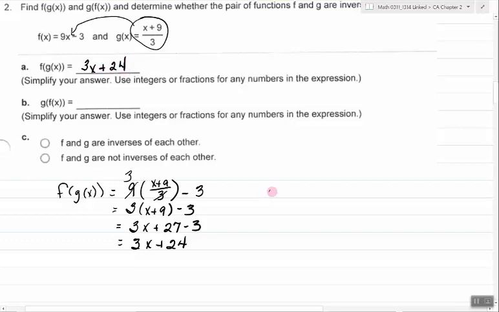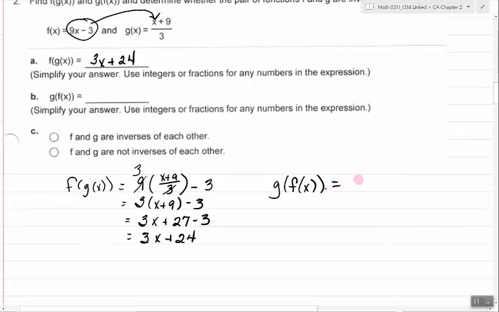If I reverse it and I have g of f of x, remembering how to do composition, I'm going to take f and put it into g. So in the numerator, I have 9x minus 3 plus 9 over 3. Well, that gives me 9x, negative 3 and positive 9 is positive 6 over 3.